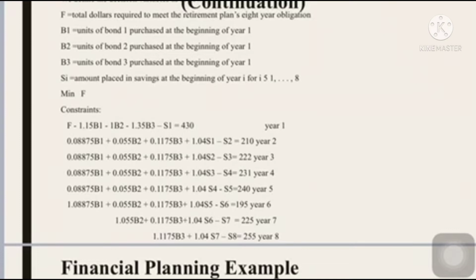Note the similar interpretation for bond 2, which matures at the end of year 6 and has the par value plus interest available at the beginning of year 7. In addition, bond 3 matures at the end of year 7 and has the par value plus interest available at the beginning of year 8.